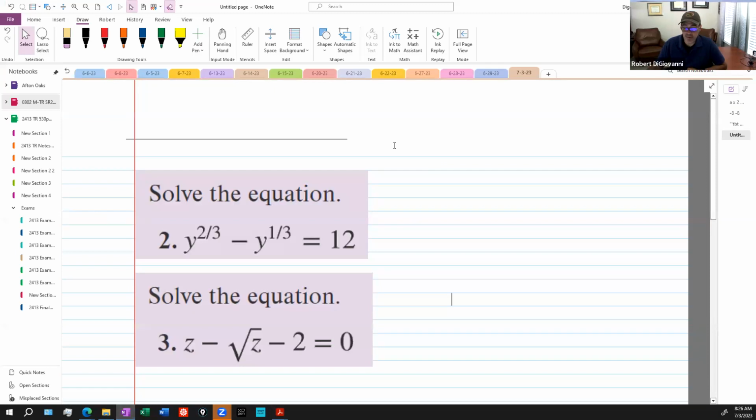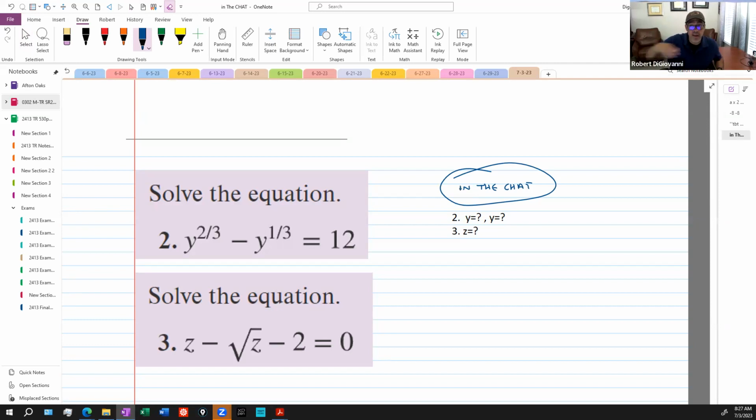And then what I like to do is something a little different. When you're done, in the chat, I'd like for you to put something like this. Put 2, and then put your answers, y equals whatever you get. If you get another answer, put a comma, y equals whatever you get. And then put 3, and you'll be solving for z, so put z equals whatever. I don't know how many answers you're going to have for each of these. You might have more than one, depends. But I'd like for you to do that in the chat. That way I'll know when you're done. So if you finish number 2, go ahead and put your answers in. And then you can come back and finish number 3 and put your answers in. So you can do 2 chats if you want. All right. Let's see how long it takes people to start getting this done. Good luck.